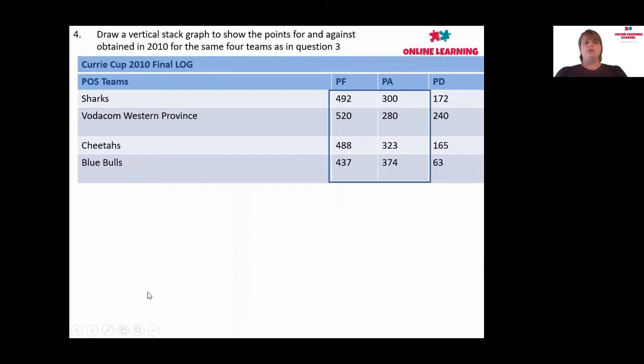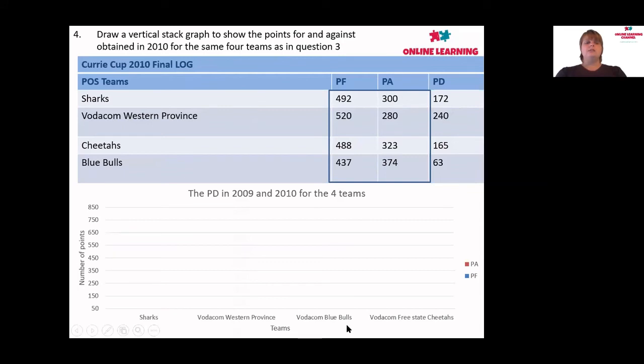Again, I draw my background, the number of points, the teams. Your heading is whatever they asked you in the question. So the PD for 2009 and your heading will be whatever they asked you. So let's start with the first one. The Sharks, 492. There we go.